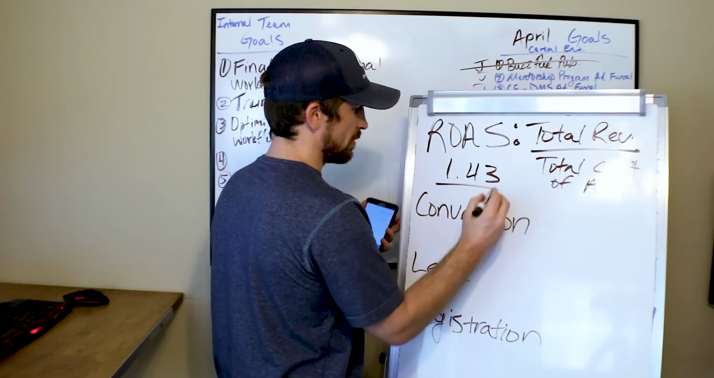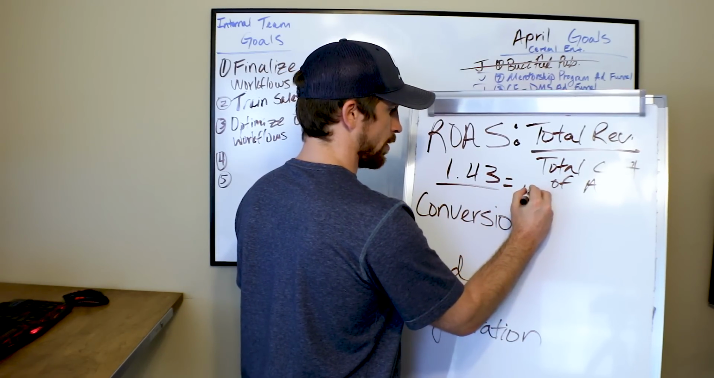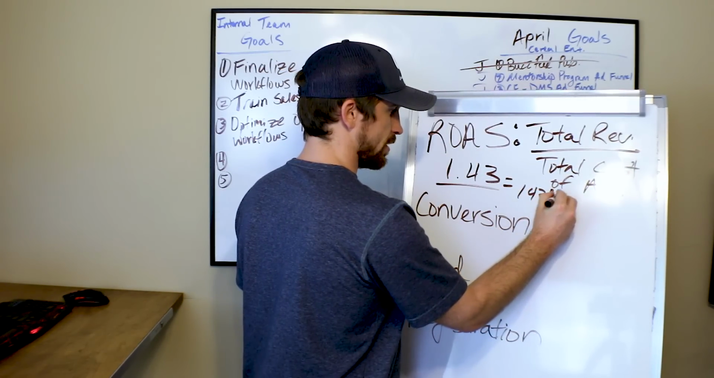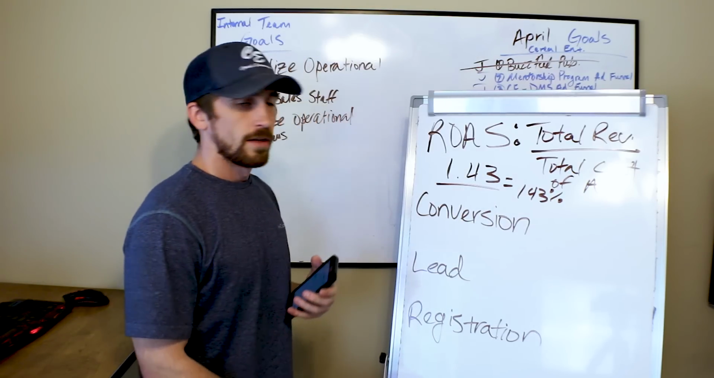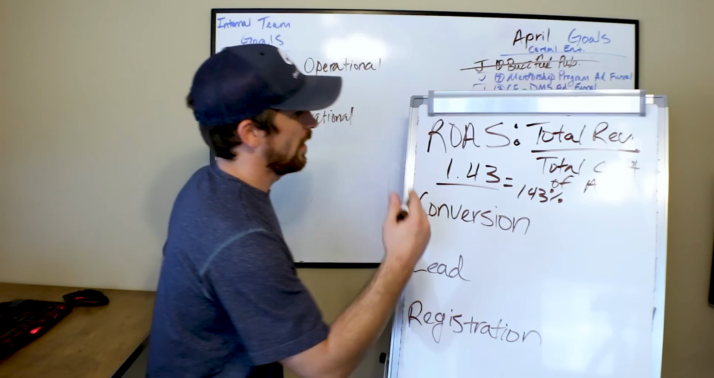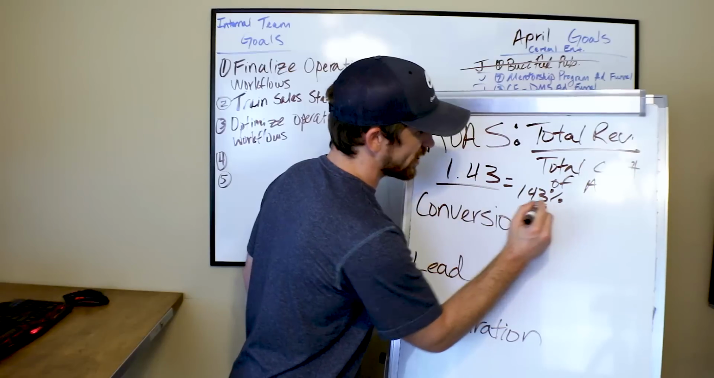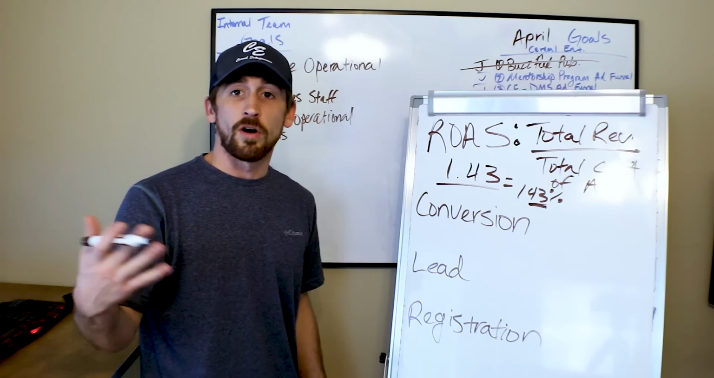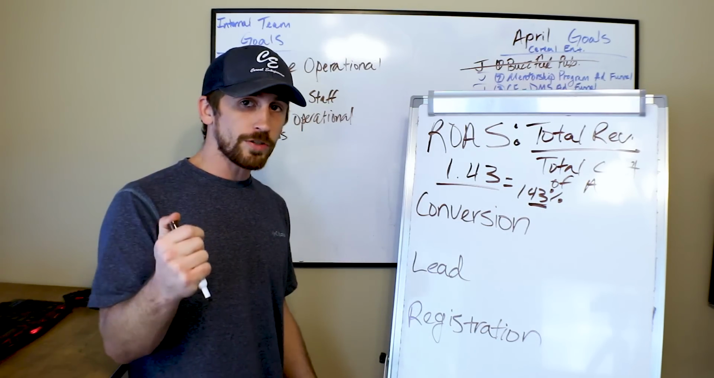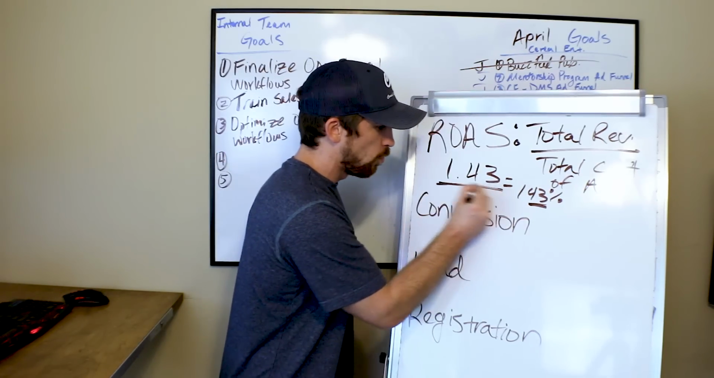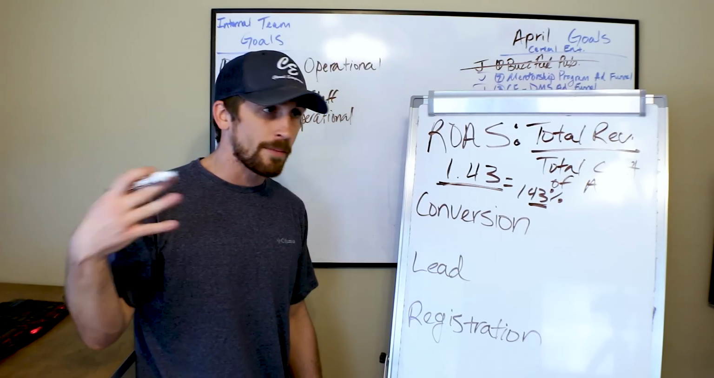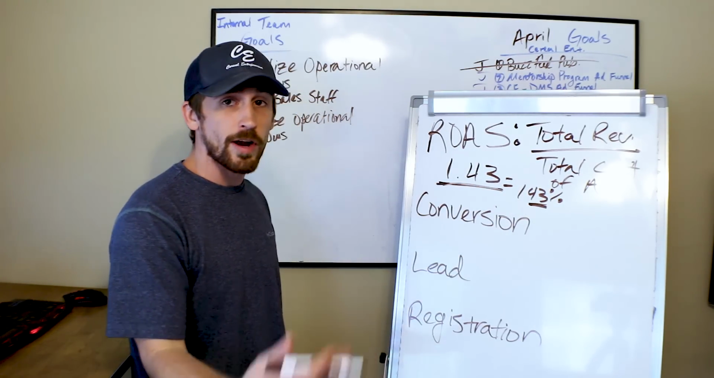All right, so what does this mean? Basically, it means you have a 143% return on ad spend. But what does that mean? Basically, it means that you're making 43 cents on every dollar spent on ads. Okay, so you want your ROAS to be above 1. Anything below 1 means you're not making money. It means you're losing money on your ad spend.